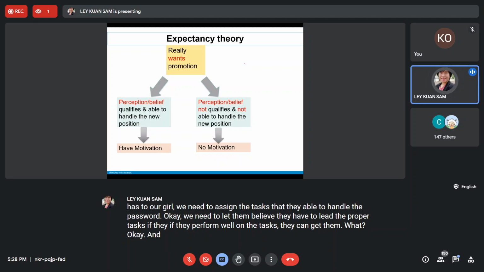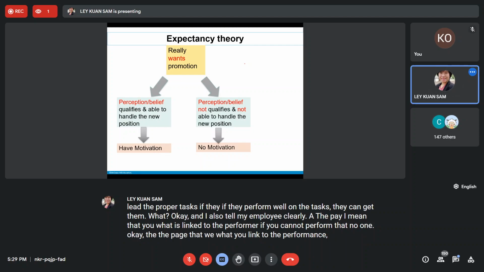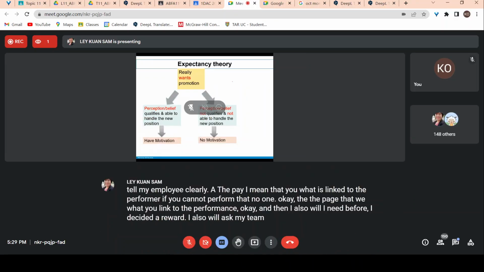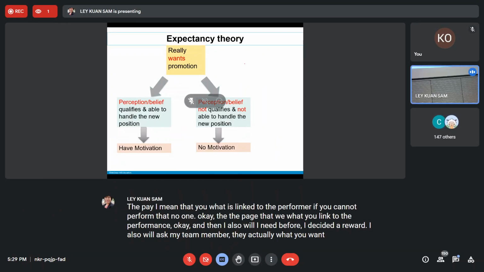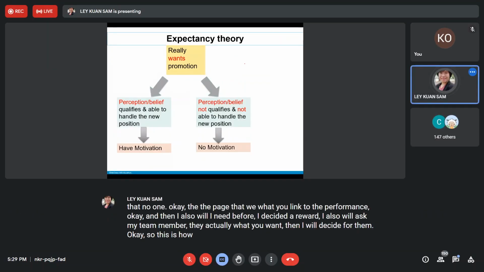And I also tell my employee clearly that the reward is linked to performance. If you cannot perform, then no. The reward will be linked to the performance. And before I decide the reward, I also ask my team member what reward they want, then I decide for them. So this is how we use expectancy theory in the workplace.